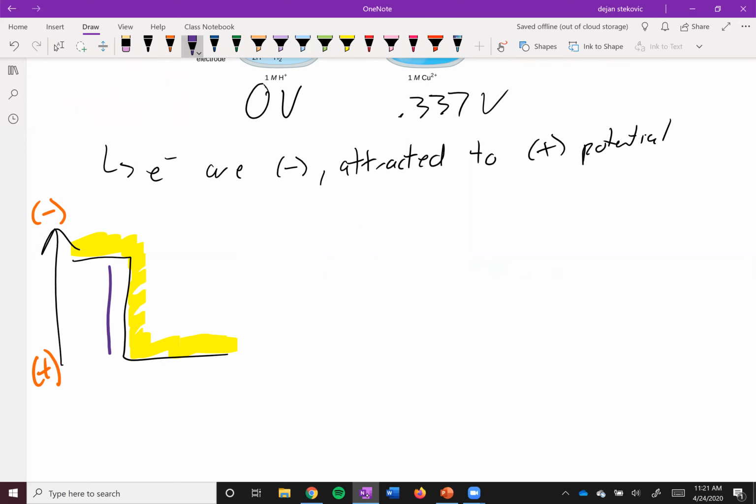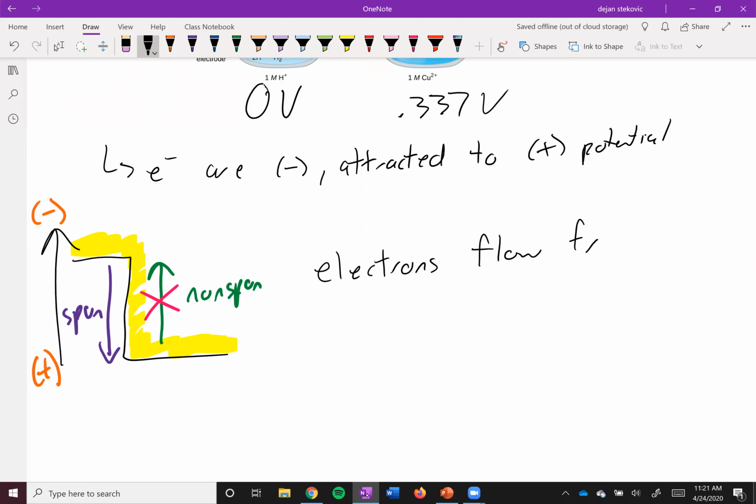So electrons going towards a more positive potential is spontaneous, and electrons going towards a more negative potential is non-spontaneous, right? So that's not going to happen by itself. So again, just to reiterate, electrons flow from more negative potentials towards more positive potentials.